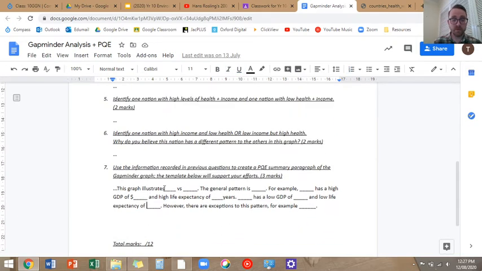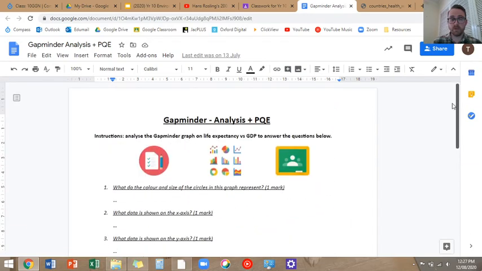I've given you the template, similar to the first slide we looked at. So all you need to do here really is fill in the blanks. Use the information recorded in question 4, 5, and 6 to create a PQE summary paragraph for the Gapminder graph. The template below will support your efforts. So this graph shows blank. What are the two things we're measuring? The general pattern is blank. For example, I'm not going to keep going through that. But that's all you have to do for this learning activity.